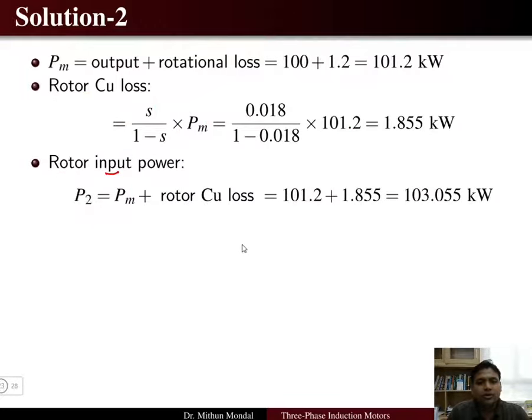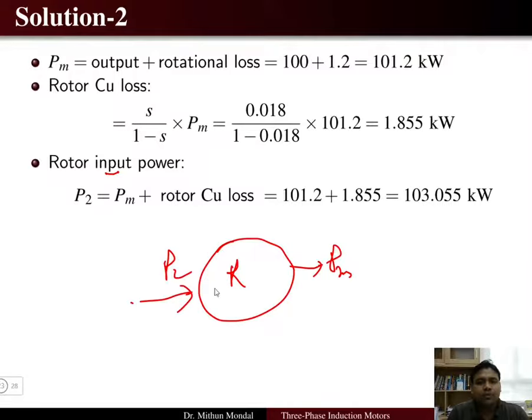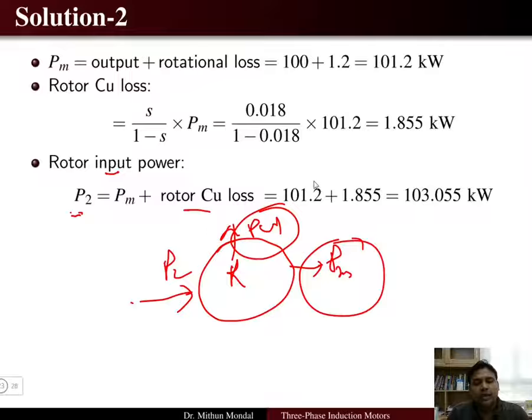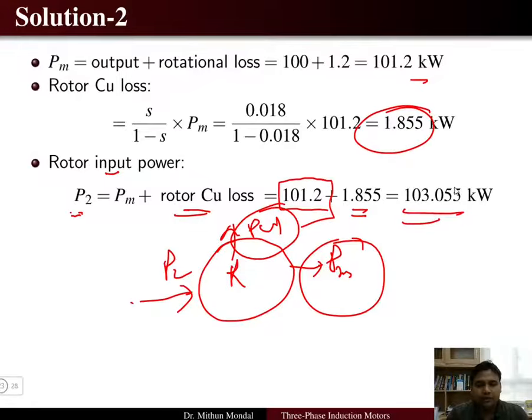Then the rotor input. We know that this is the rotor. The input is given as P2, and this is the gross mechanical power PM, and we have the rotor copper loss PCU. So P2, the input, is basically the output PM plus the total loss, that is the rotor copper loss. PM, the gross mechanical power, has been obtained as 101.2, and the rotor copper loss is 1.855 kilowatt, which we have obtained. Hence the rotor input power is 103.055 kilowatt.